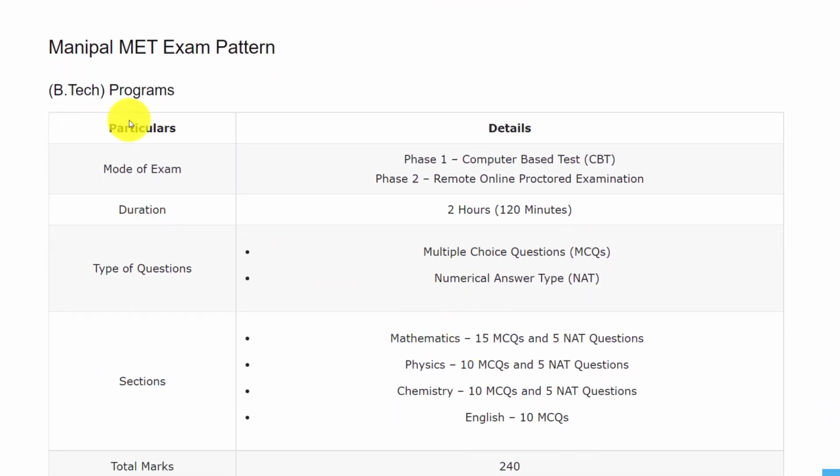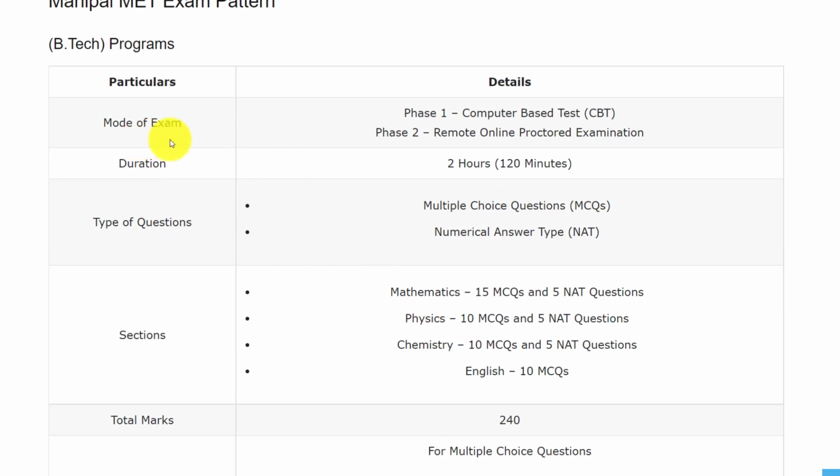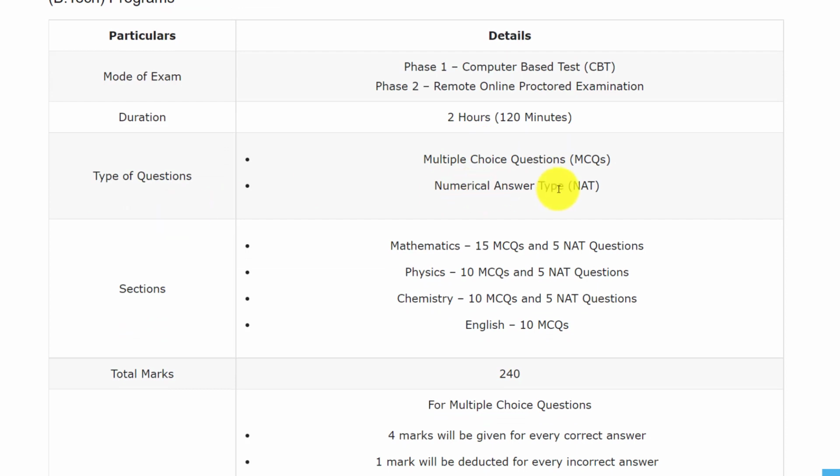For BTech programs, the following is the exam pattern. The examination will be conducted in two phases. The first phase is a computer based test and the second phase is a remote online proctored examination. The time duration is 2 hours. There are two types of questions: one is MCQs and the other is NAT, that is, numerical answer type.